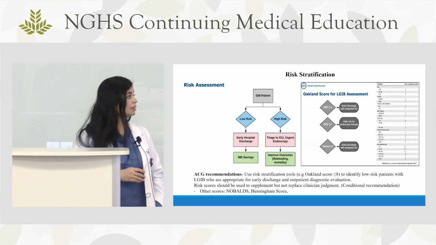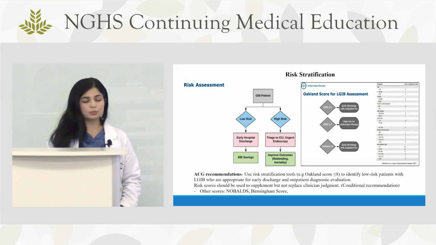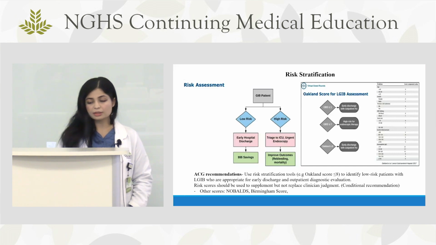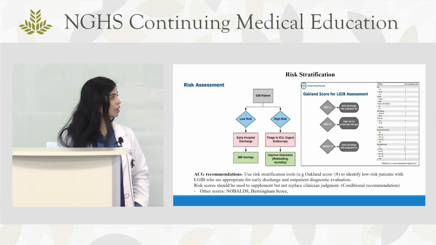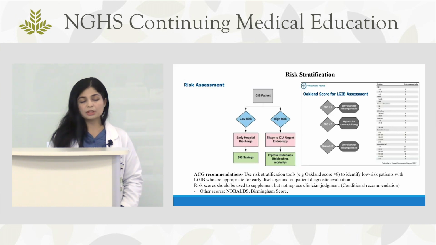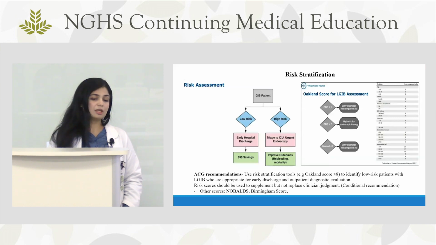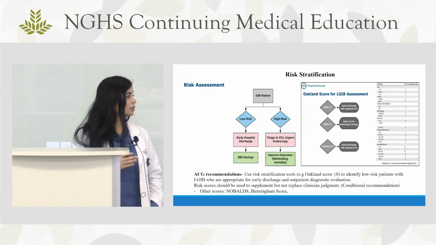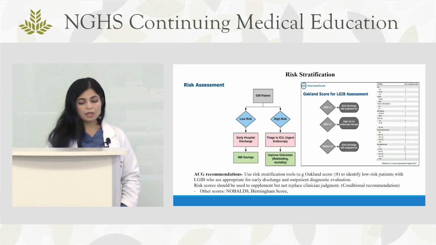And then they were trying to come up with a score for a lower GI bleed as well. This score is called the Oakland score, and they found it after a study that was done in the United Kingdom. This score takes into account multiple factors, including age, patient demographics, systolic blood pressure, hemoglobin, and so on. If your patient has a score of 8 or less, you classify them as low risk. A low-risk patient can be discharged early, and early discharge translates to reduced healthcare cost. Whereas if you have a score of more than 8, you're going to go further.